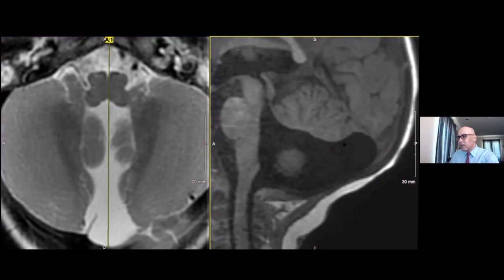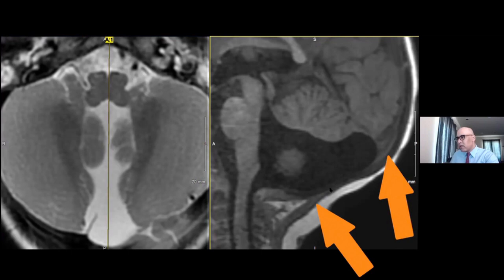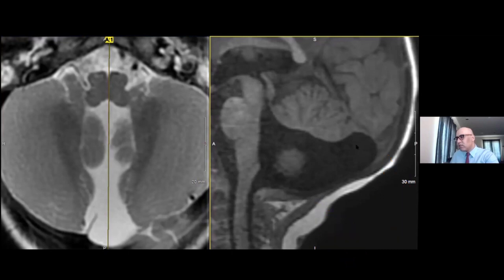Now, additionally, this is the location of the nuchal ligament insertion. Here is the torcula. So the torcula is slightly elevated from the insertion of the nuchal ligament. So there is some enlargement of the posterior cranial fossa, but it is nowhere near as severe as in the classic Dandy-Walker malformations.